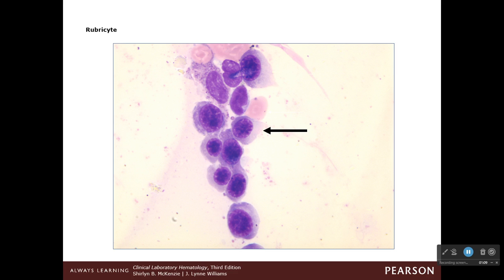All right, so questions about that? What was the name of this again? This is polychromatophilic normoblast. Polychromatophilic normoblast, or the rubricyte.